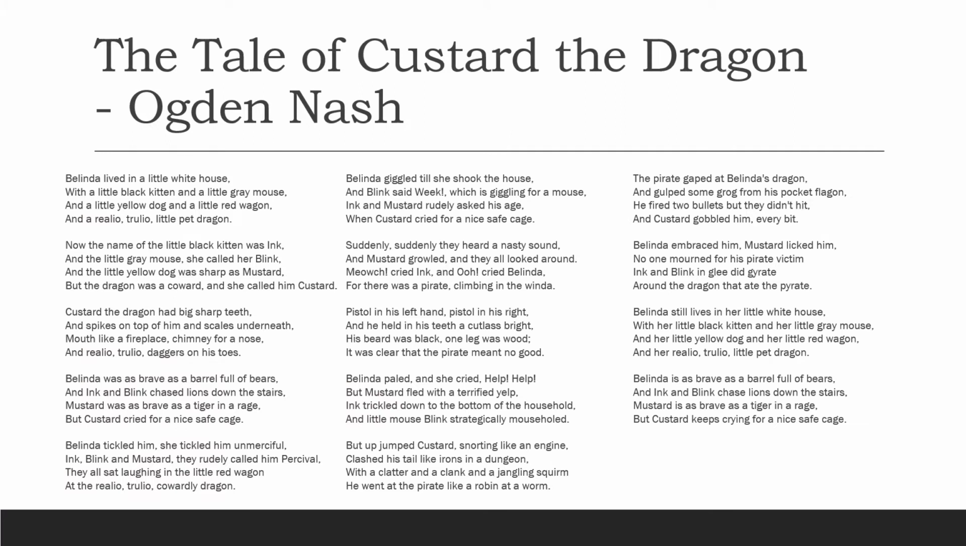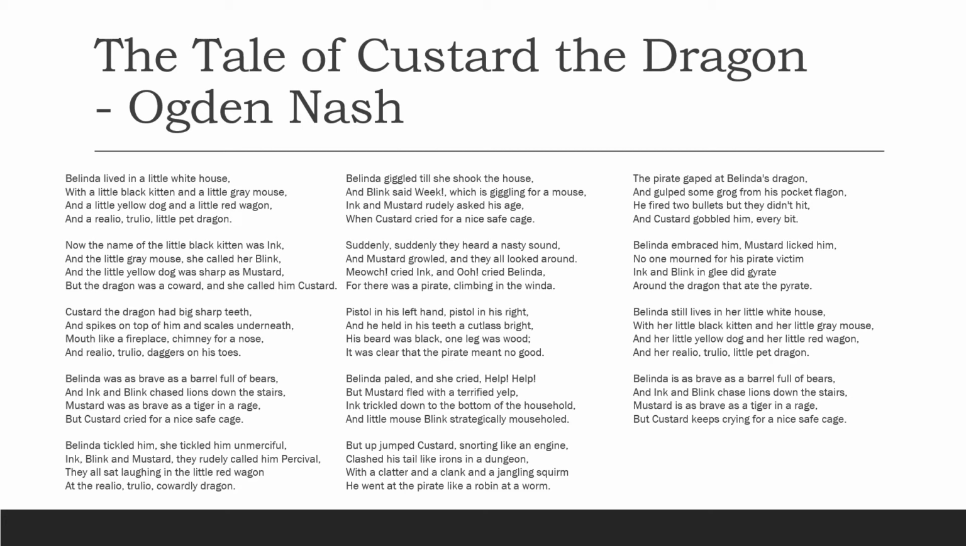The Tale of Custard the Dragon by Ogden Nash. Belinda lived in a little white house with a little black kitten and a little gray mouse, and a little yellow dog and a little red wagon, and a realio, trulio, little pet dragon. Now the name of the little black kitten was Ink, and the little gray mouse, she called her Blink. And the little yellow dog was sharp as mustard, but the dragon was a coward, and she called him Custard.